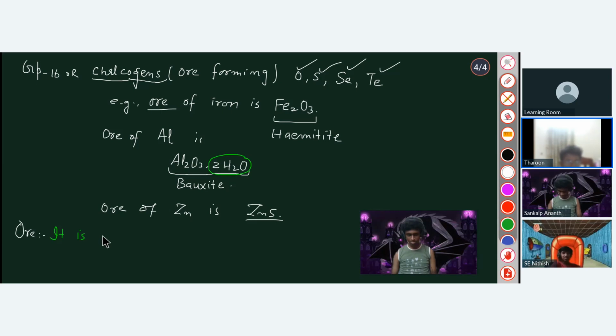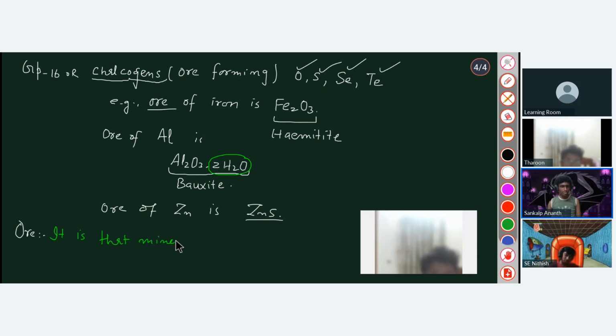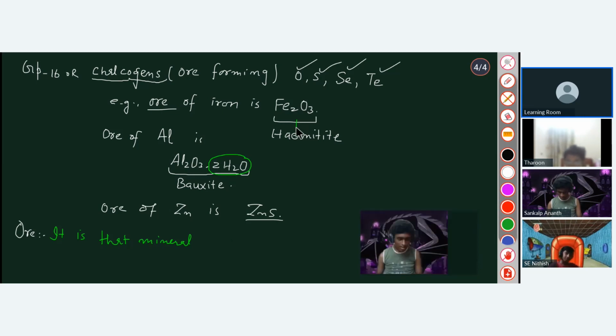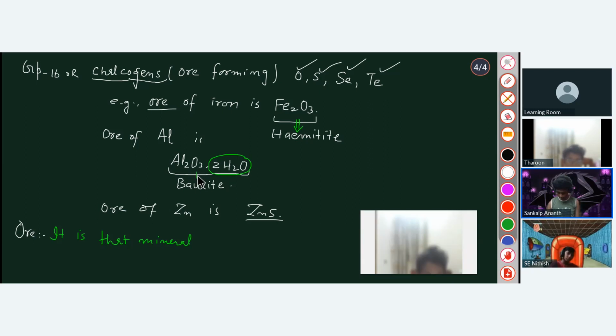Ore, it is that mineral from which... What is Al2O3.2H2O? It is bauxite. Its name is bauxite. Just like the name of Fe2O3 is hematite. They are just the names of these ores. It's the special name for this Al2O3 with 2 times water. It's known as bauxite.